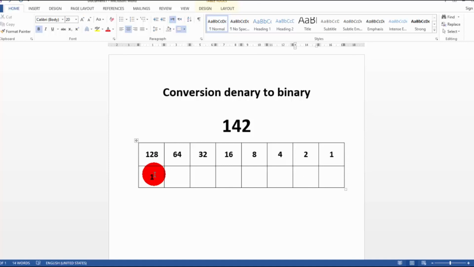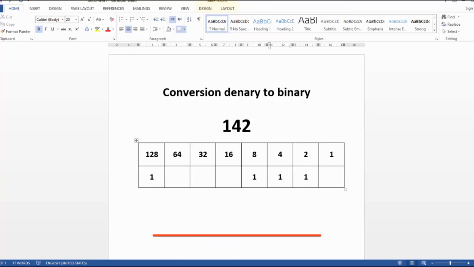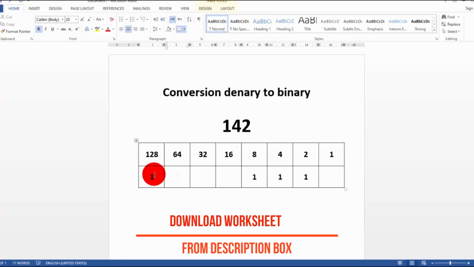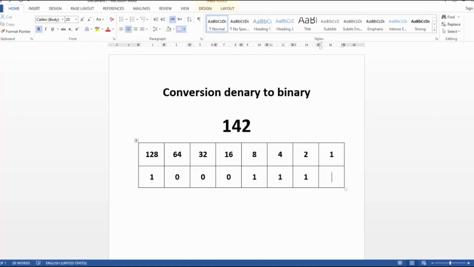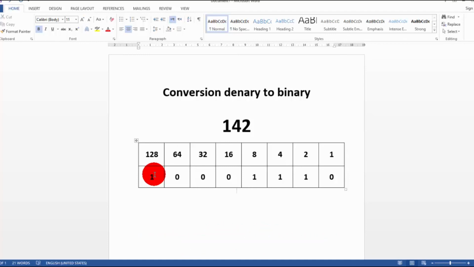128 plus 2 is 130, right? Plus 8 is 138, and then plus 4 becomes 142. And what about these remaining blanks? We have to fill them with 0. So in this form you may solve it and convert a denary number into binary. This is the method that you can find useful. I hope you understand this concept.